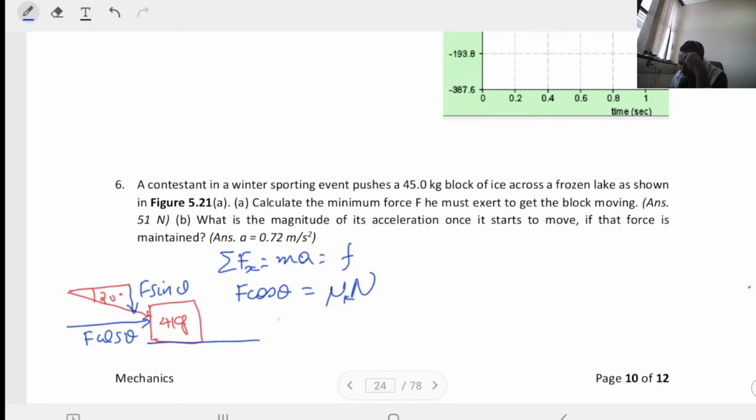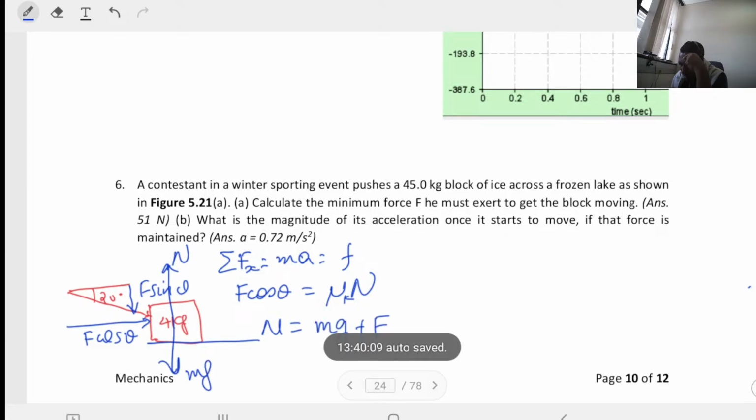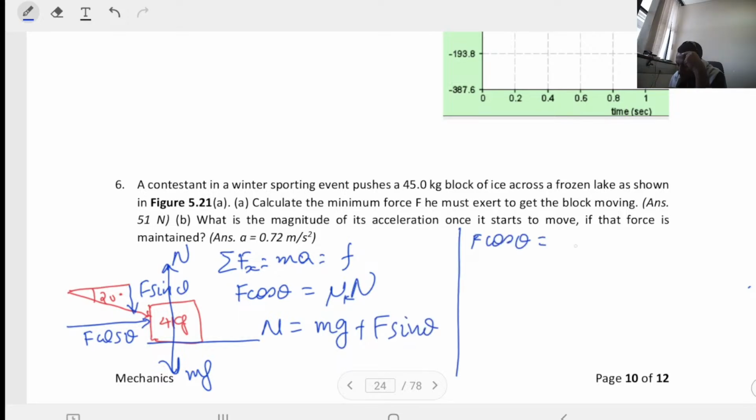But I have to say that the normal force, because this thing is not moving up and down, that is a normal force. Down there is mg. That normal force must be mg plus F sin theta. Then, if I put it into my equation, F cos theta must be equal to mu mg plus mu F sin theta. Then I bring that one with the F to the right. F is common: F times cos theta minus mu sin theta must be equal to mu mg.